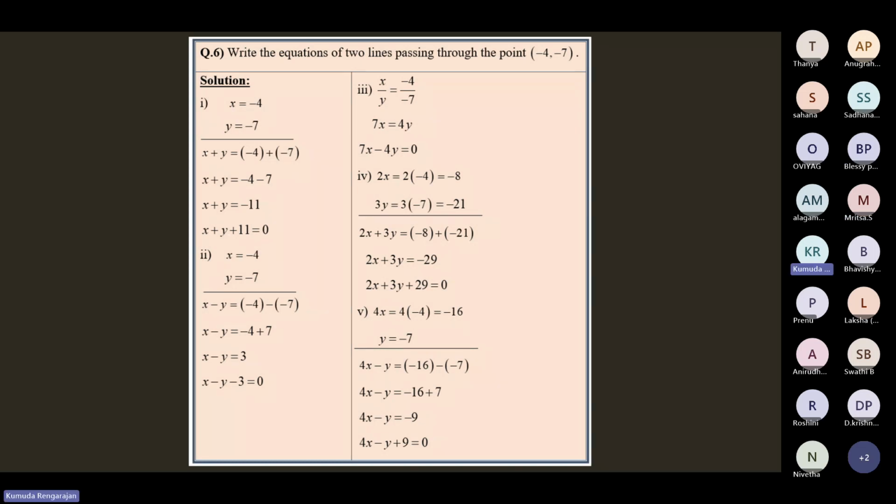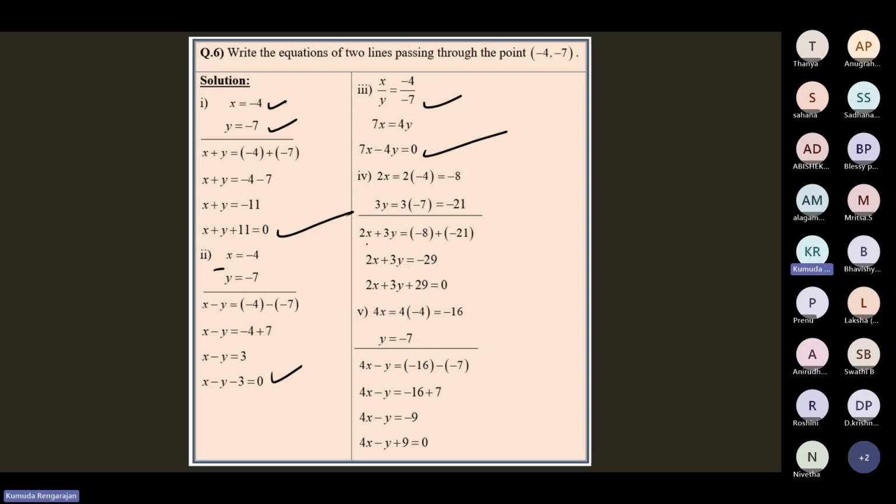Yeah. So that's what I've shown here. I've written x and y and I've added x and y, x plus y, adding the two equations, and we get this one. Then I've subtracted, x minus y is equal to -4 minus -7, subtracting these two equations. So this is one equation. Then I've written x by y is equal to -4 by -7. On cross multiplying, you get this equation.